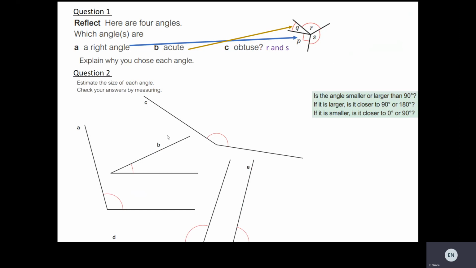Then obviously if your question is telling you to explain why you chose each angle, you need to give what you understand by an acute angle: less than 90 degrees. An obtuse angle is more than 90 degrees, but less than 180 degrees. Yes, so you should be able to state that down.